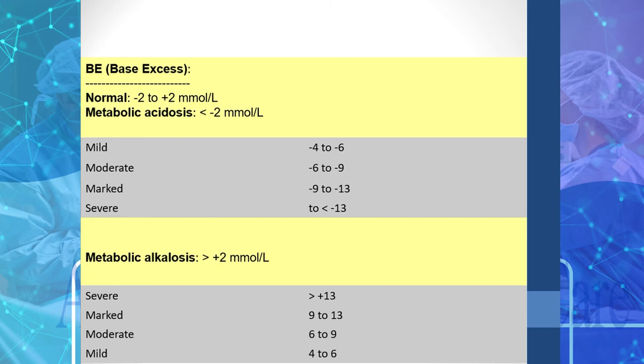In metabolic alkalosis, it is more than 2 millimole per liter. It will be severe metabolic alkalosis if it is more than 13. It will be marked if it is 9 to 13. It will be moderate if it is 6 to 9, mild from 4 to 6. The same.